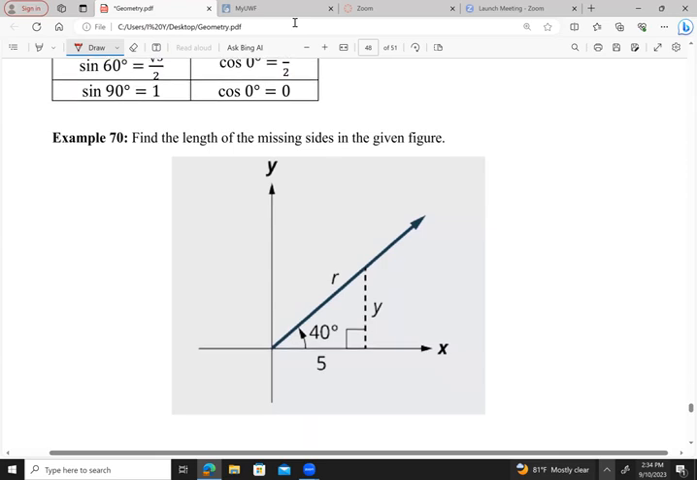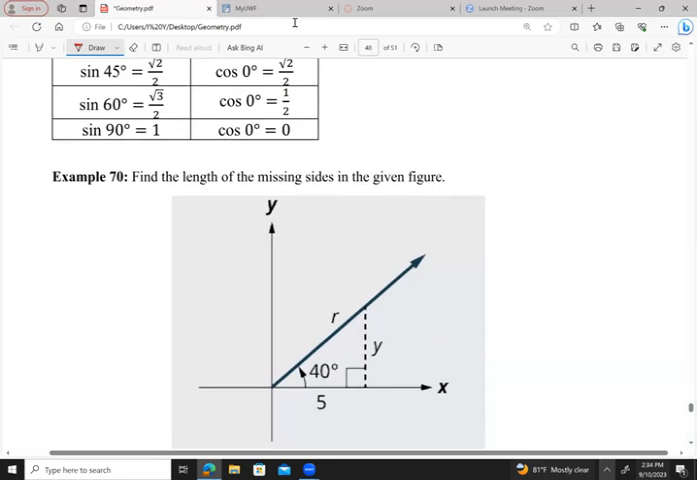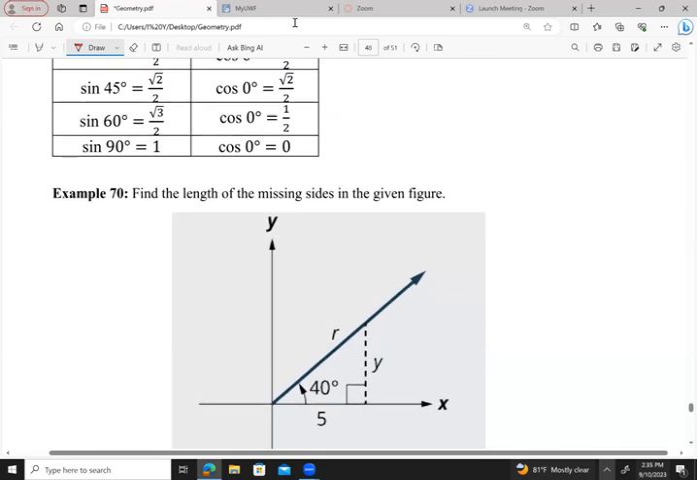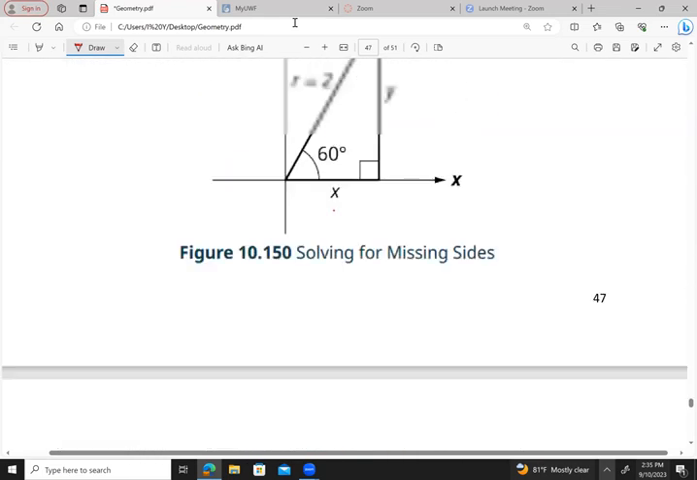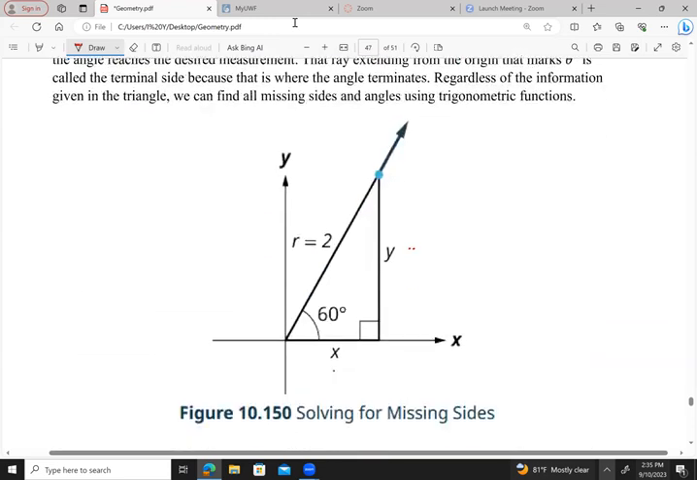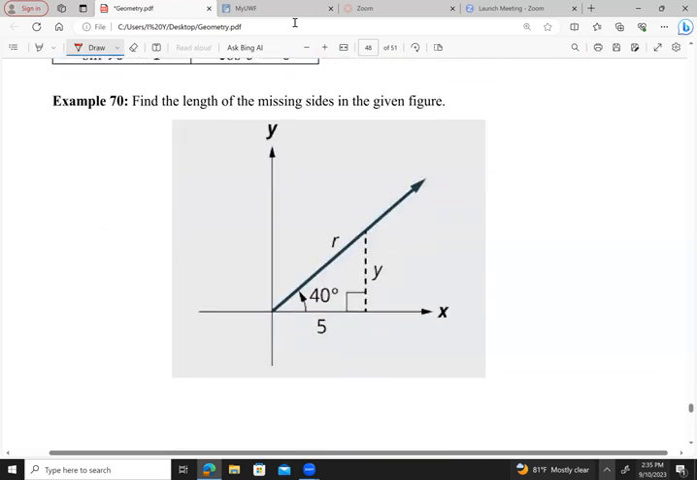So what do we know? We don't know R. So I need a formula, and I don't have a standard 30-60-90 or 45-45-90. So I need something that's x and y, which I believe was the tangent. So let's go back to our table. Yep, y over x. So the tangent of 40 equals y over 5. So y equals 5 times the tangent of 40.